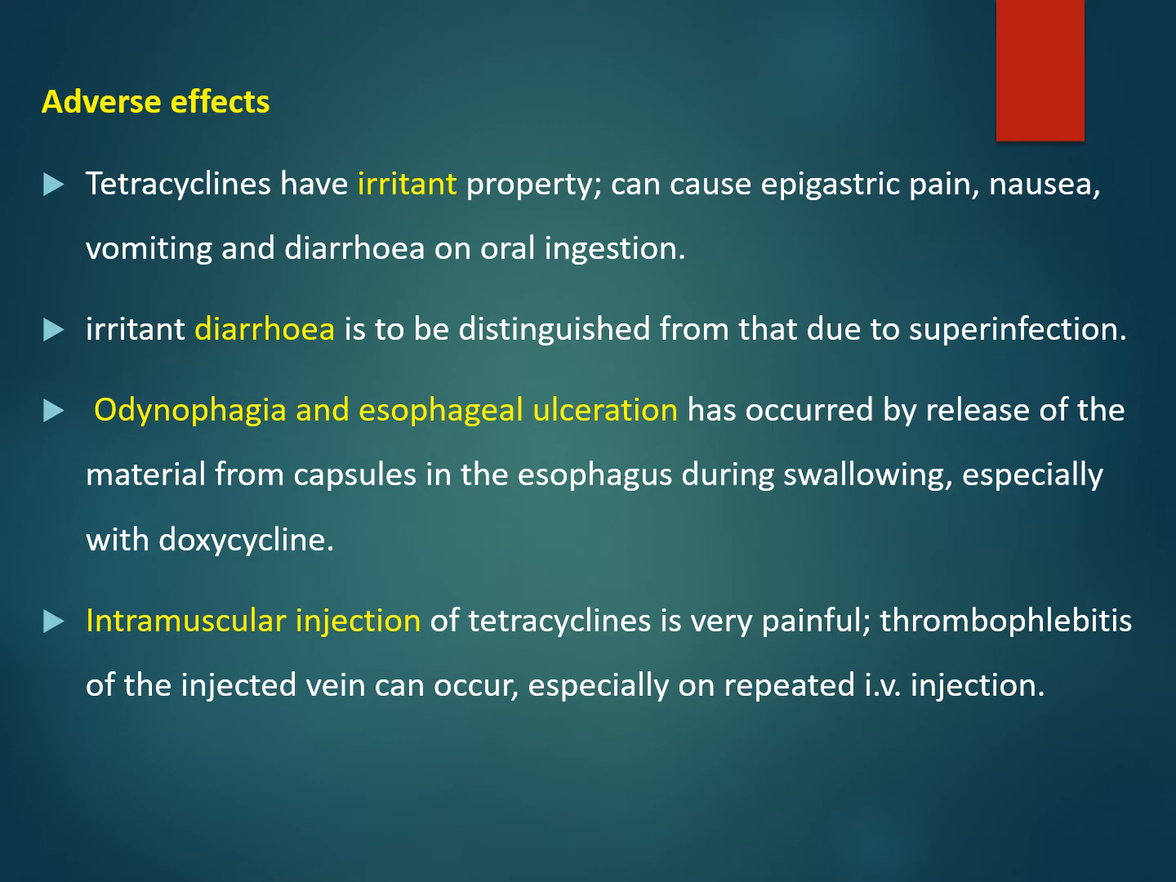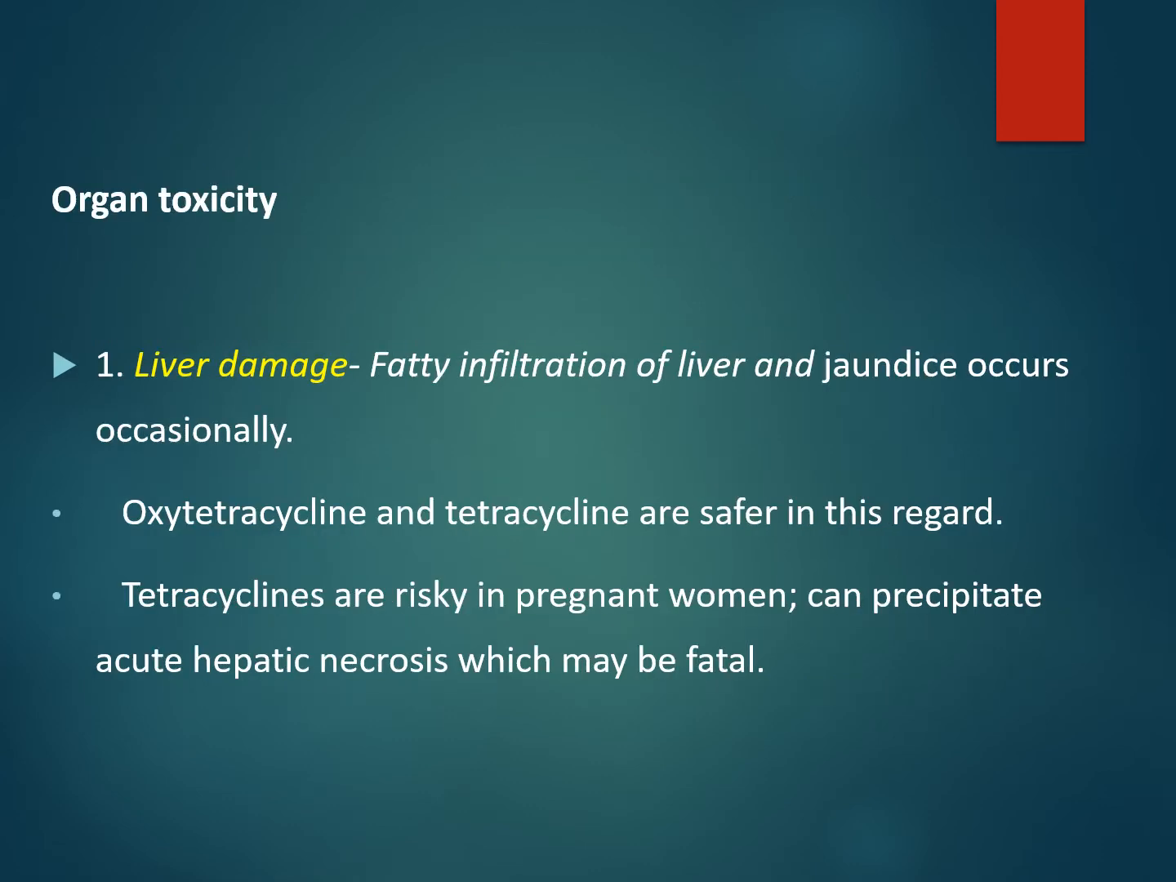Intramuscular injections, as I told you, these are more painful. Very rarely, intravenous injections can cause thrombophlebitis. Coming to the organ toxicity, they are going to cause liver damage, fatty infiltration of liver, and jaundice can occur. Oxytetracycline and tetracyclines are safer, and tetracyclines having high risk and are not supposed to be used in pregnant women. One of the reasons is they can cause acute hepatic necrosis, which can be fatal.